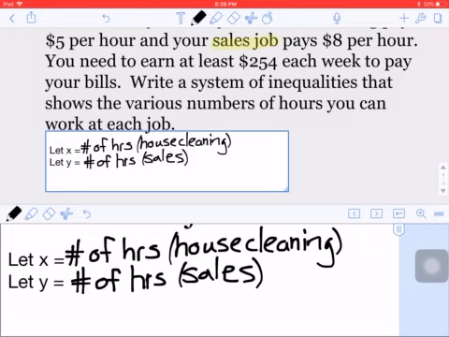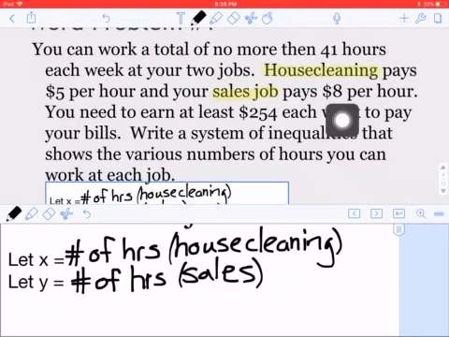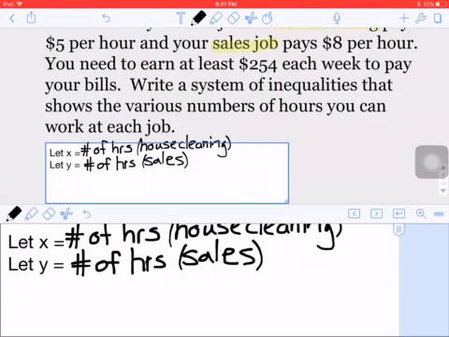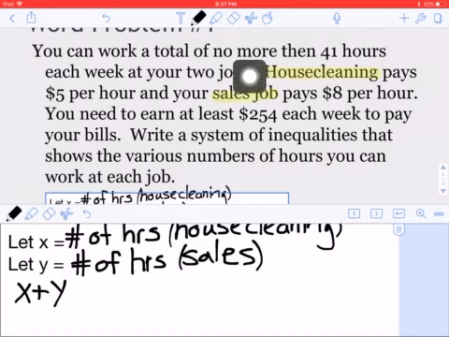Now we need to identify our topic. If I look back at this problem, I'm looking for totals. When I see a total of no more than 41 hours, that's going to be my first inequality, where I'm talking about the total number of hours. We have an x and a y being our number of hours, so x plus y would give me my total number of hours. It says we can work no more than 41 hours. That means 41 hours is our max, so we can work up to and including 41. So we are doing less than or equal to 41 hours.